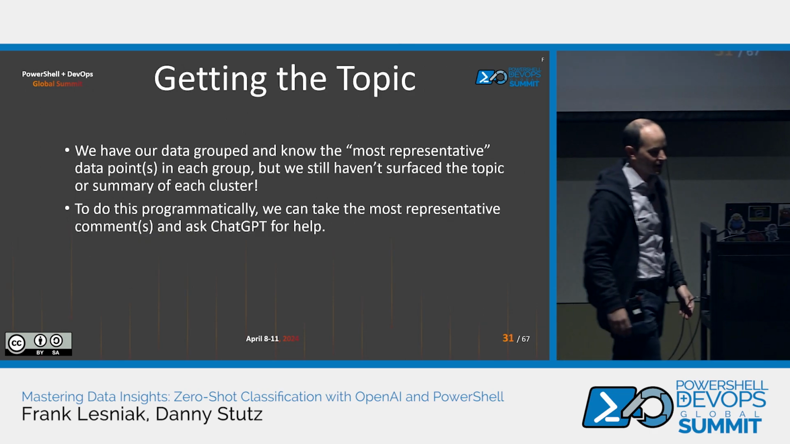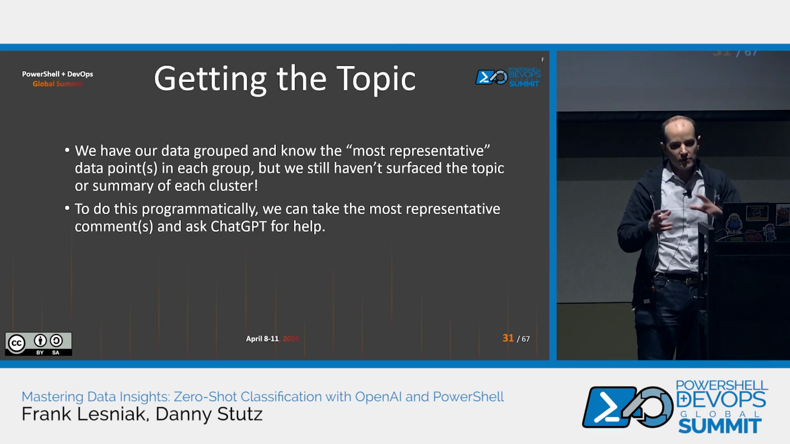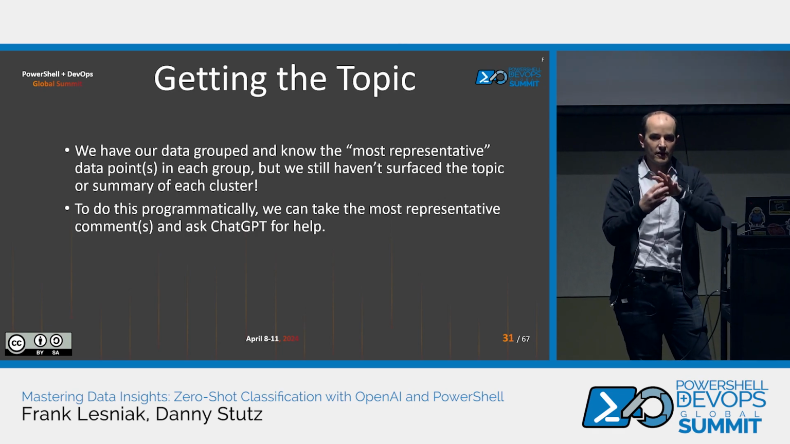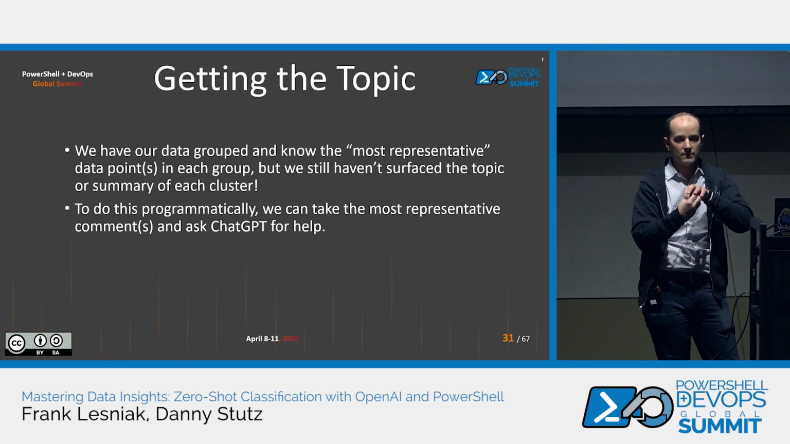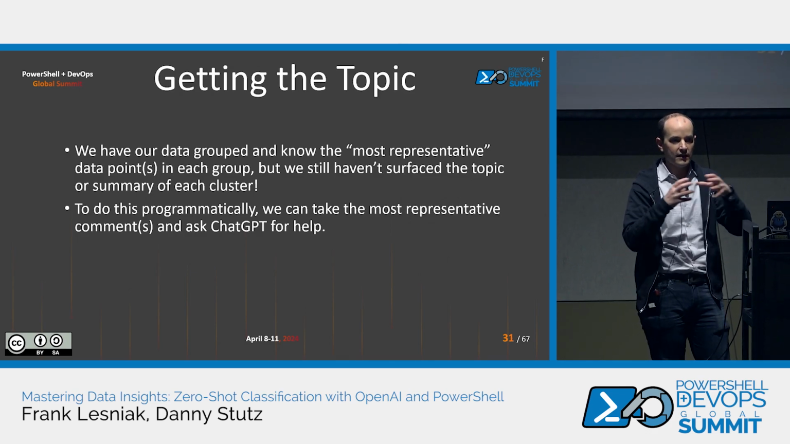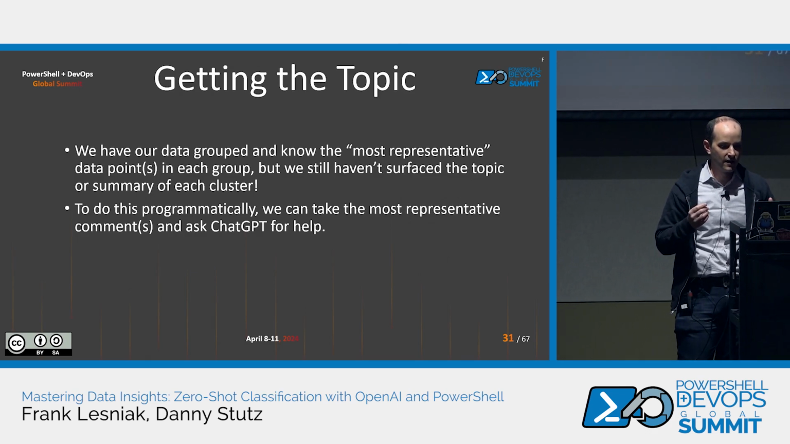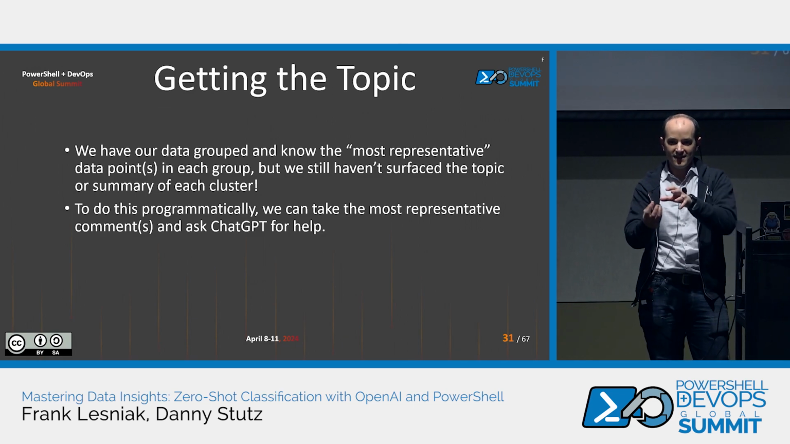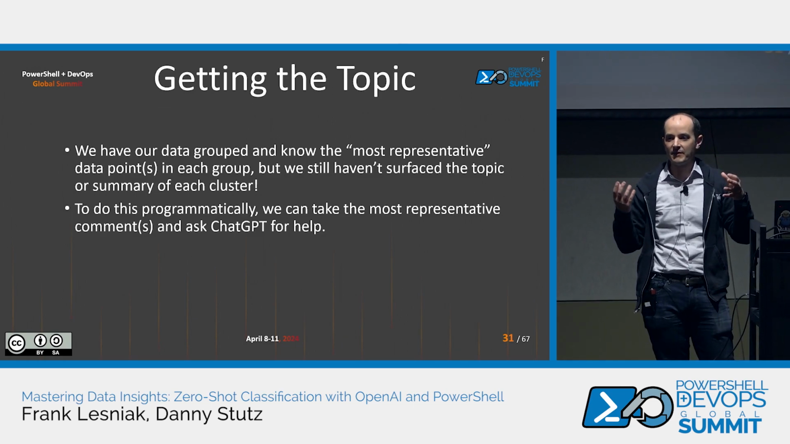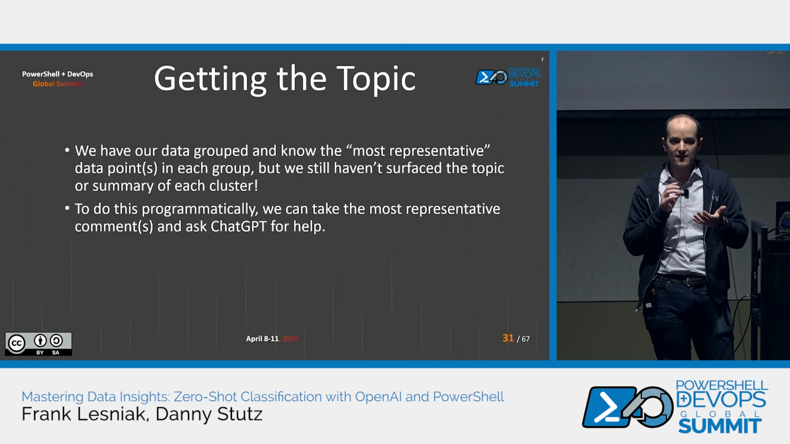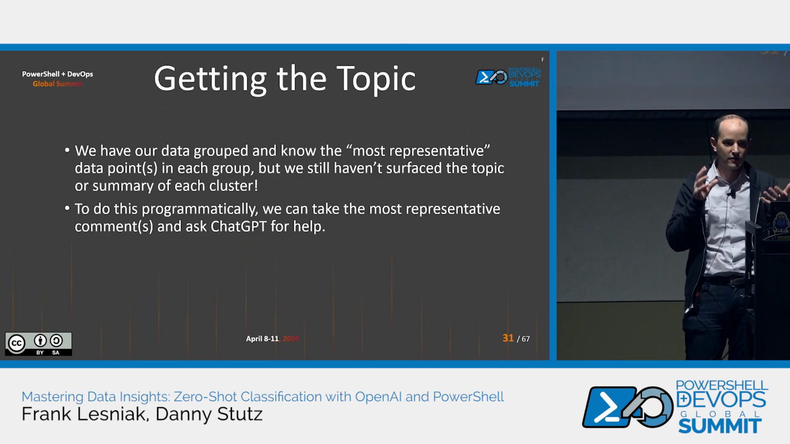And it's back over to me. All right, right on. So far we've effectively grouped similar ideas together, and we've found the most representative idea or ideas in that group, or cluster. But we still haven't programmatically surfaced what the topic is, which is what we're trying to do. We're trying to get that key insight out of each comment, or each category.